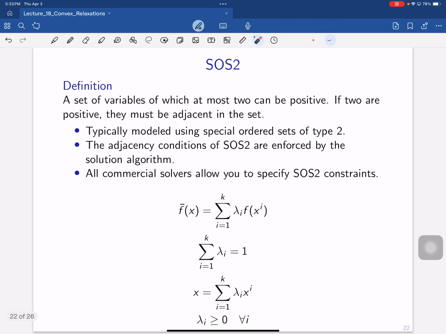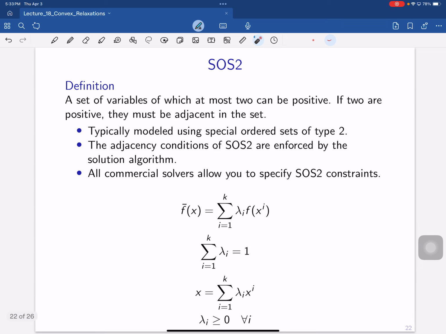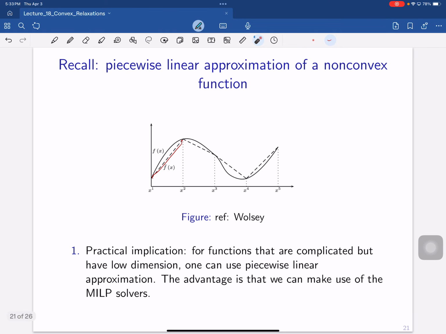In order to formulate that problem, just to recall, we could use a special ordered set 2. The idea is that when you are in a given piece, only the two adjacent breakpoints are activated. If you are in this particular piece here, you only care about these two adjacent breakpoints, and all the others are ignored. Therefore, if you write the problem as a disjunction, the binary variables should follow some SOS2 constraint, meaning that only two adjacent binary variables can be equal to 1 at a given time.